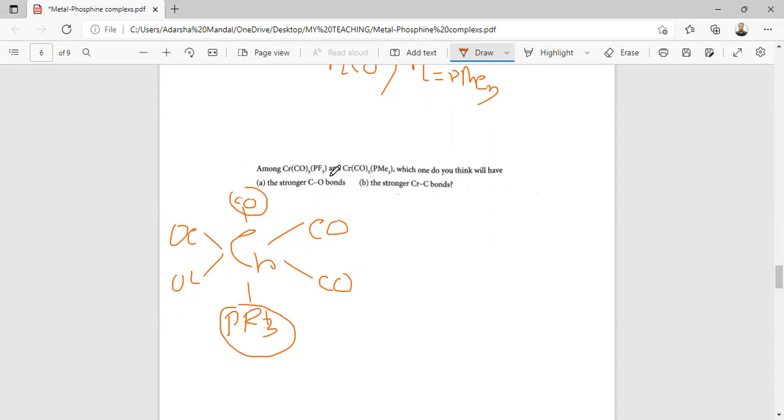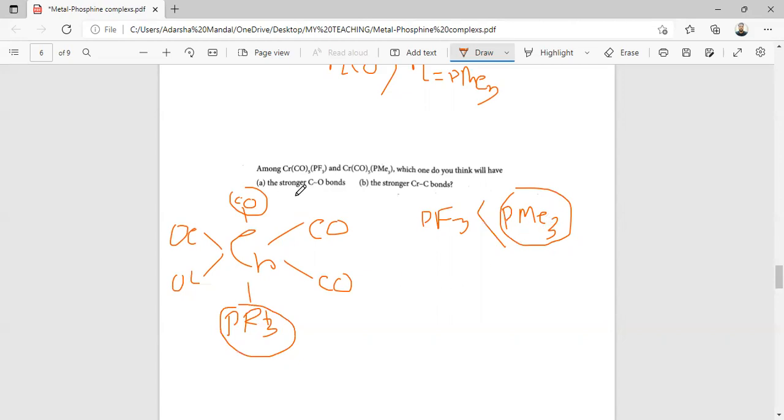So here, between this PF3 and PMe3, PMe3 has more electron donation to the metal center compared to the PF3. So in the case of PMe3, there is more electron density on the metal center, and PF3 disfavors the back donation from the metal to carbonyl.